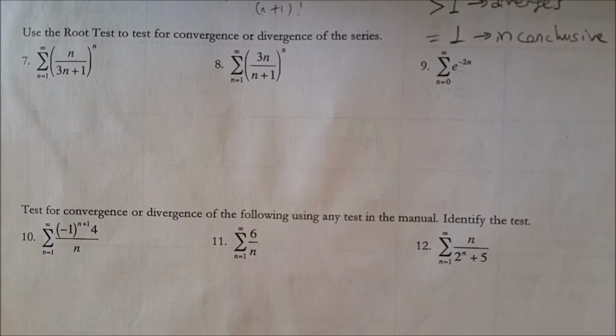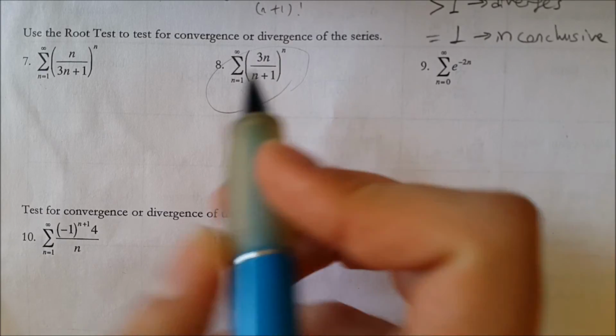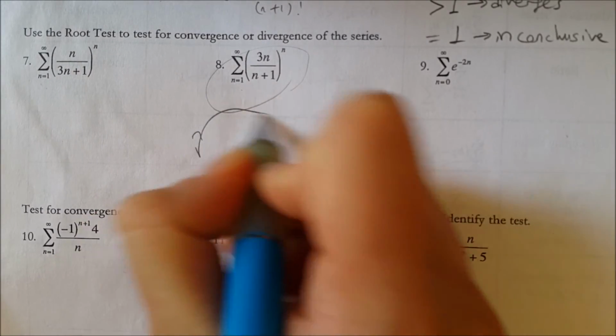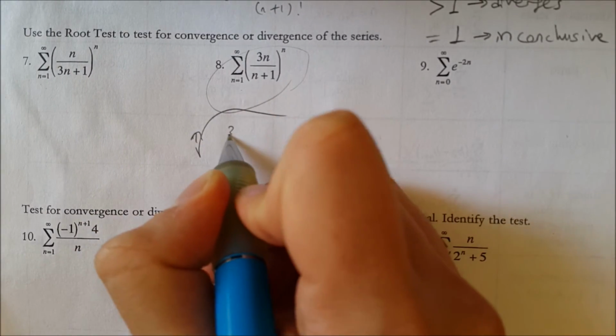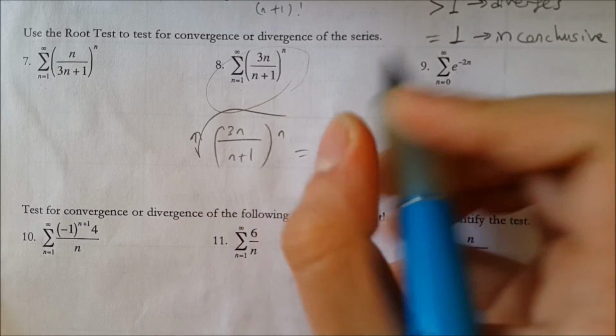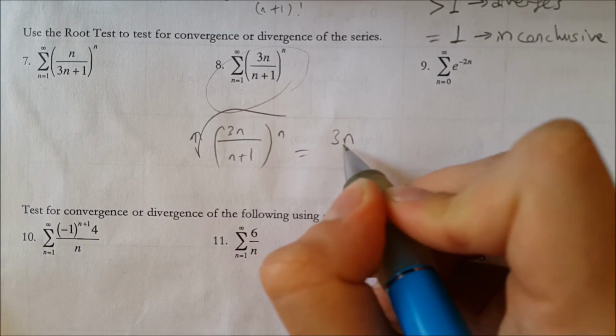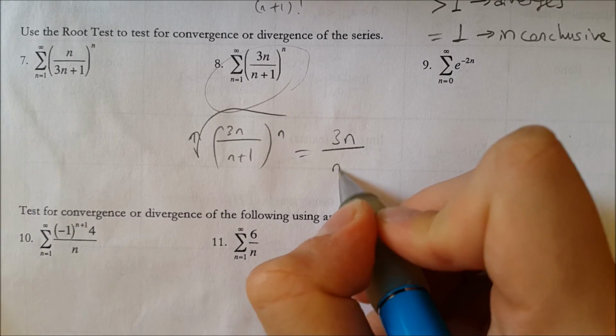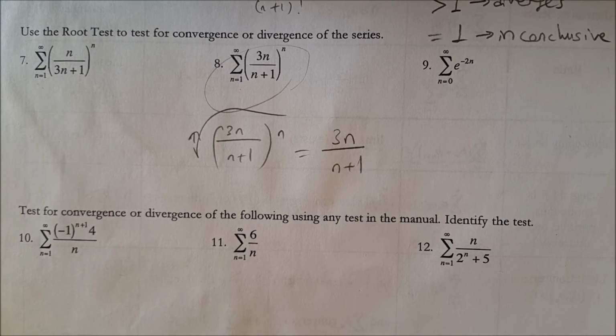In the root test, our rule is that when we take the nth root of these functions, if we get something bigger than 1, then it diverges. If we get something smaller than 1, then it converges. Now, let's take this one. If we take the nth root of this function, we would get 3n over n plus 1.